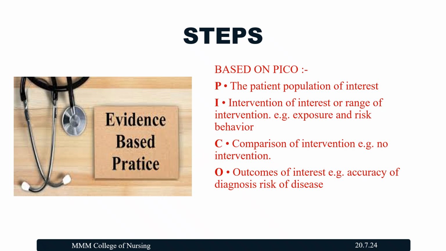For example, in a particular area where hypertension is common, how far are the people following remedies, and what kind of intervention is suitable for that area? For example, dietary modification or exercise pattern. That is comparison of intervention. O for outcome of interest, accuracy of diagnosis, risk of disease. So P for patient population of interest, I for intervention of interest or range of intervention, C for comparison of intervention, O for outcome of interest.